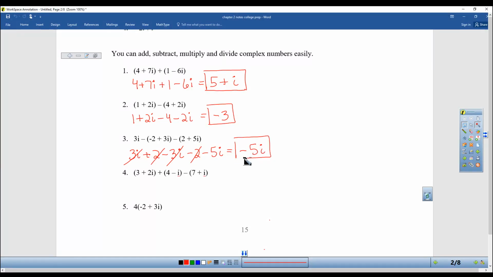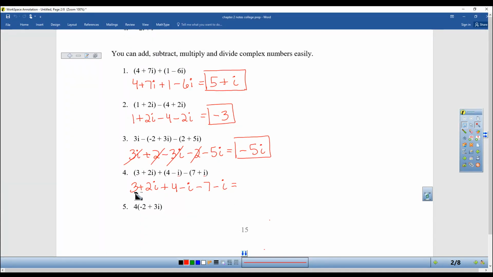Aren't these great? 3 plus 2i. These parentheses were unnecessary. These parentheses were unnecessary. And these are necessary because it's saying you're subtracting the entire thing. So make sure you distribute that negative.